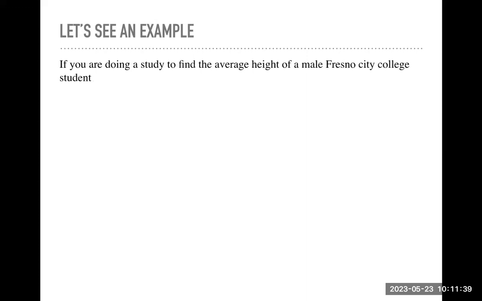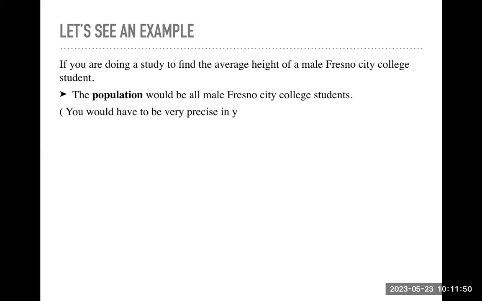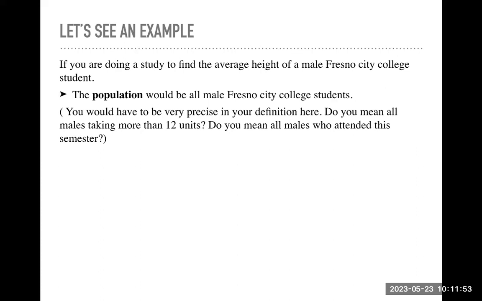If you're doing a study to find the average height of a male at Fresno City College, the population would be all males at Fresno City College. You would have to be very precise on your definition here. Do you mean all males that are full-time students? Or do you mean all males who attended Fresno City College ever in existence? Or every male that has attended just this semester, or just this year? Are you going to include males that dropped out halfway through this semester, or are you going to just include males that completed the entire semester?